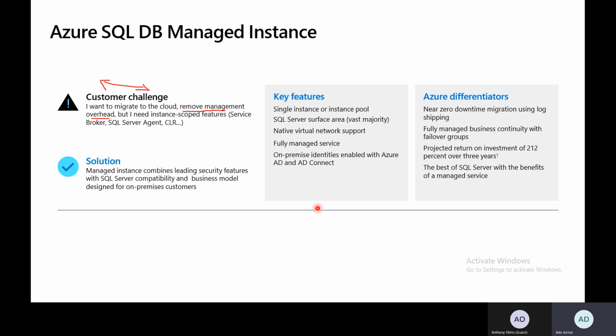So what would be the challenge here? A customer can say, I want to migrate to cloud and remove management overhead, but I need instance scope features such as brokerage. So in this case, what do you recommend? Managed instance combines leading security features with SQL Server capability, a business model designed for an on-prem customer. Key features: single instance or instance pool. So basically, we recommend Azure database managed instance for this one. Why? They just want something that they can manage.